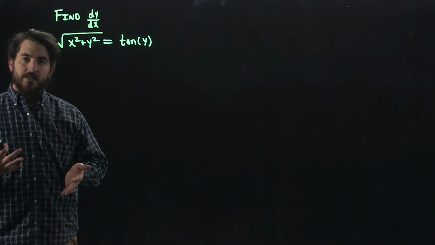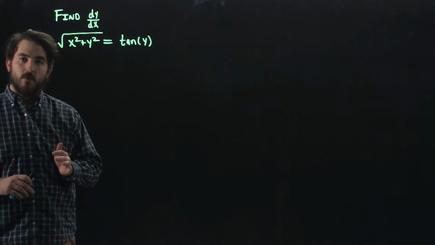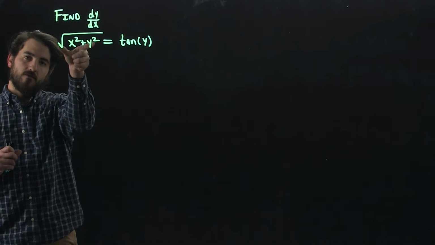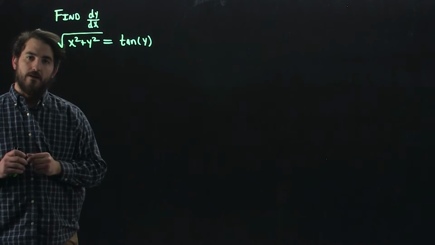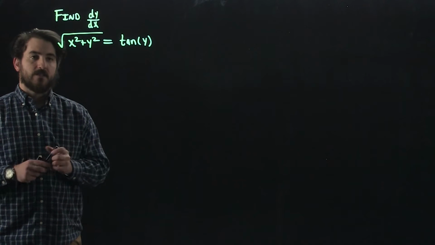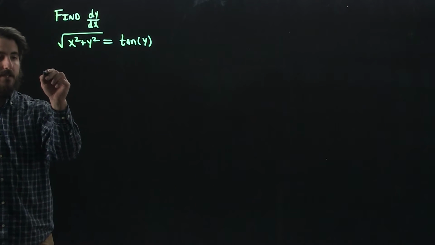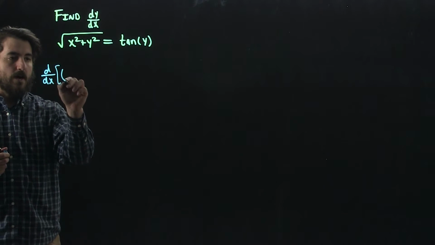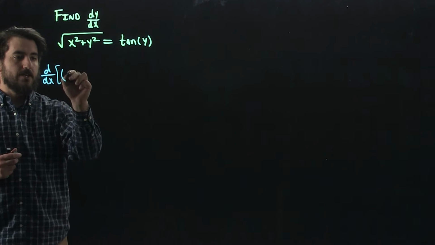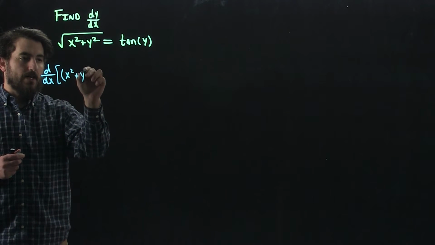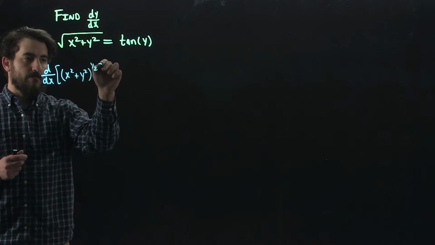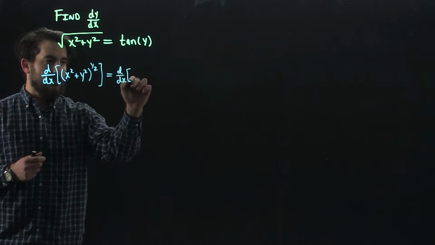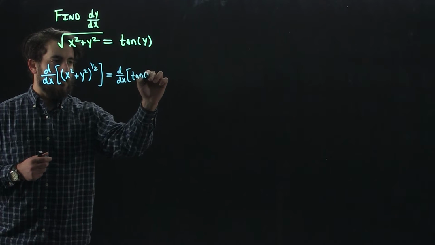We are going to use implicit differentiation. We're going to differentiate both sides with respect to x. This is going to require a chain rule here and a chain rule there. So to set this up, I want to take d/dx of, I'm going to rewrite this in exponential notation, (x squared plus y squared) to the 1/2, equals d/dx of tangent of y.